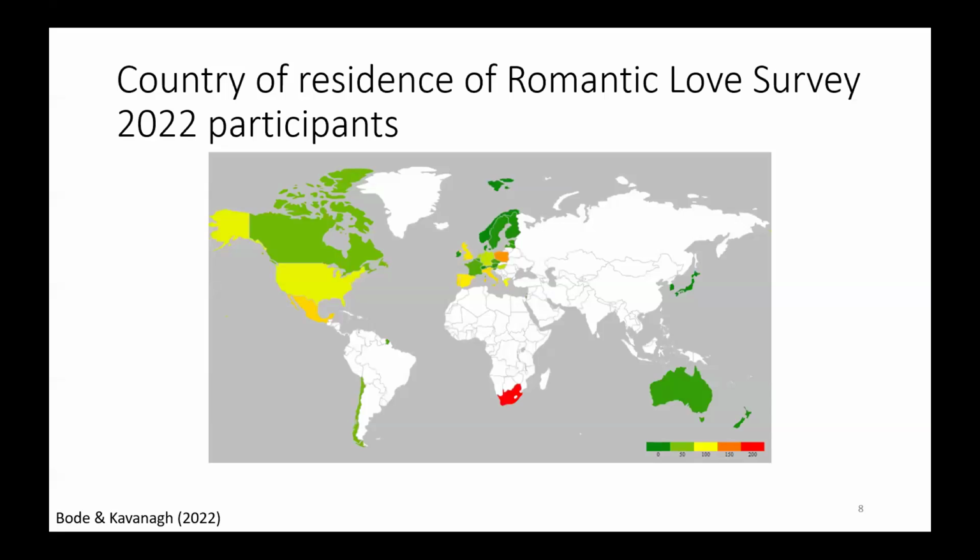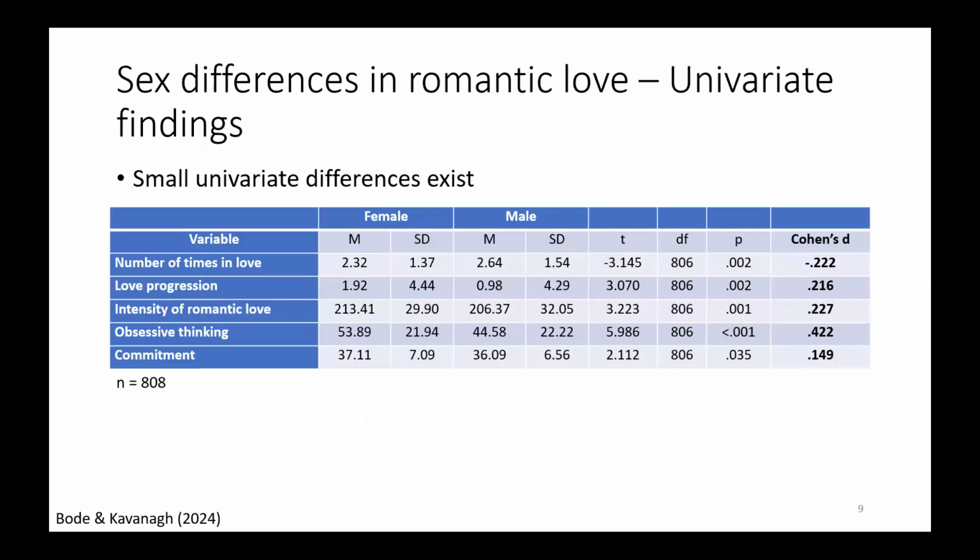And this heat map just shows where we got our participants from, mainly, as you can see, from Europe, North America, and South Africa. We did oversample South Africa, Poland, and Mexico to try to make our sample a little less WEIRD. That is, Western, educated, industrialized, rich, and democratic.